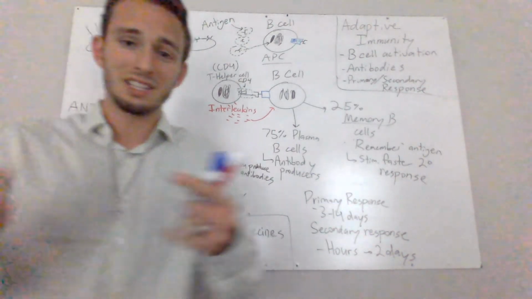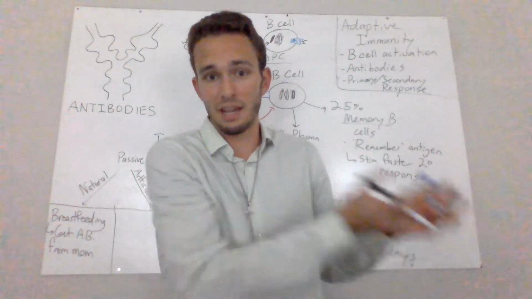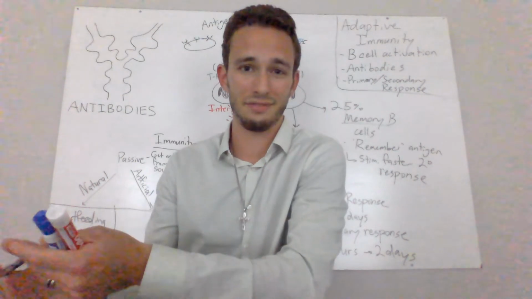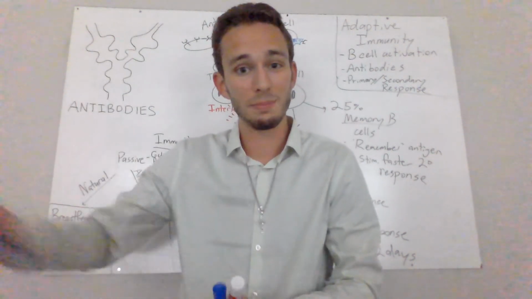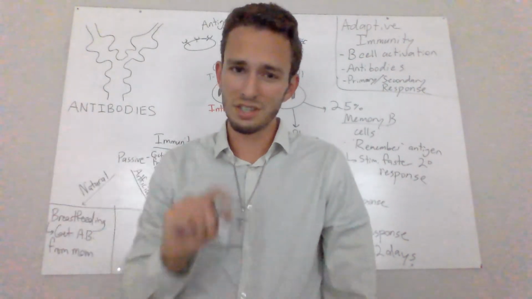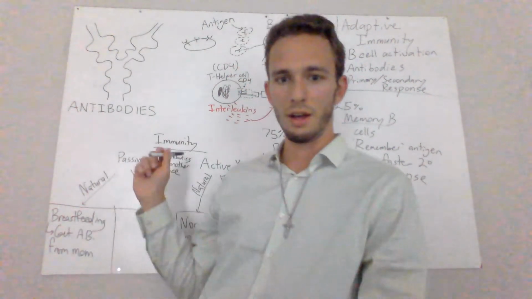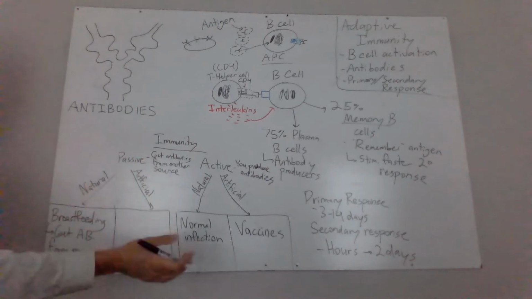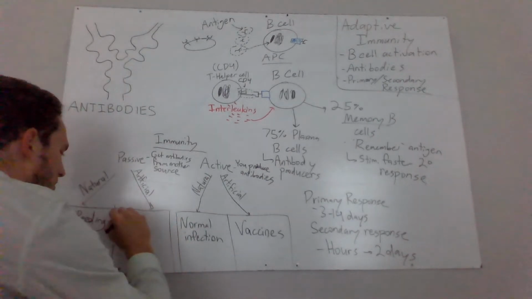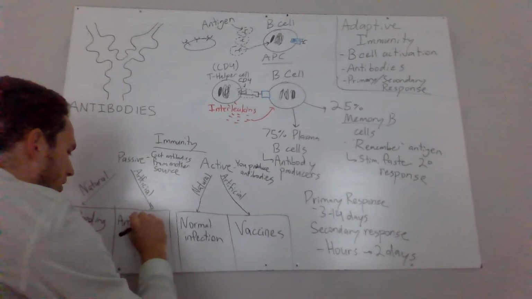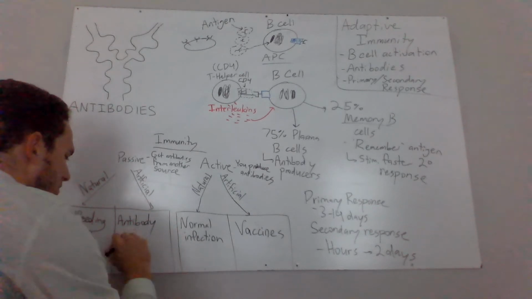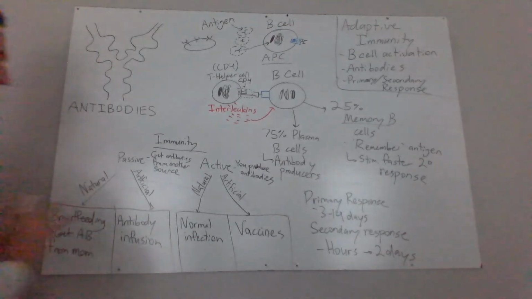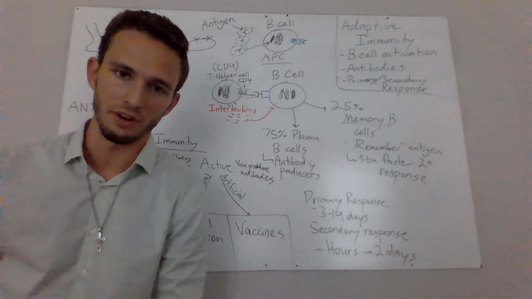So we can take antibodies from somebody else, take them out of their body, put them into somebody who needs them really badly because their immune system's not fighting it off very well, and then those antibodies are going to do the work for them. So this is a type of passive artificial immunity. It's not natural, and it's passive because we're getting antibodies from another source. So antibody infusion from another person. So that's the differences between the types of immunity.